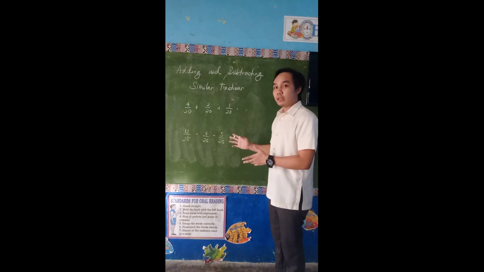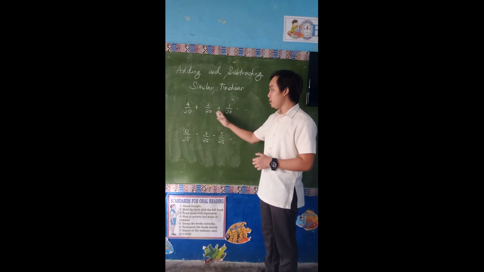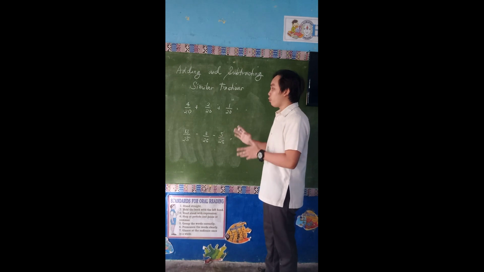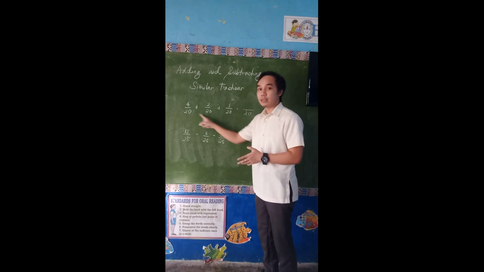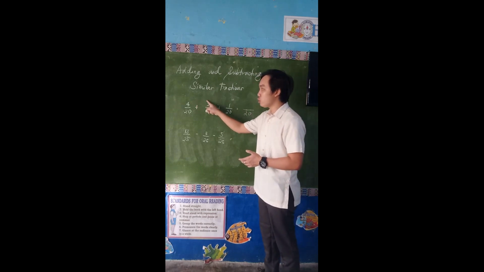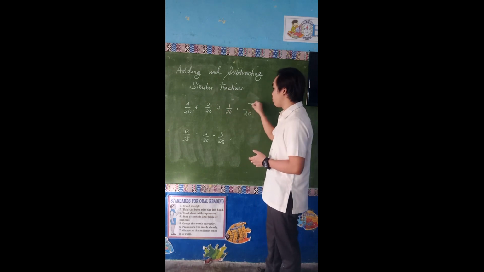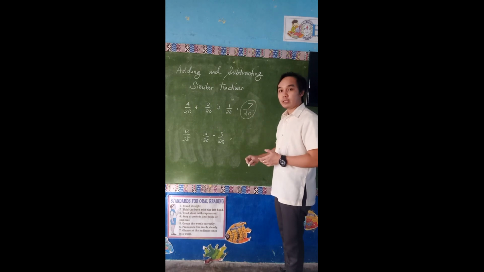Now, how about this one? So for example, we have 4 over 20 plus 2 over 20 plus 1 over 20. So same process. First thing, copy our denominator, which is 20. Next, add our numerators. We have 4 plus 2, we have 6, plus 1, we have 7. So our answer is 7 over 20.